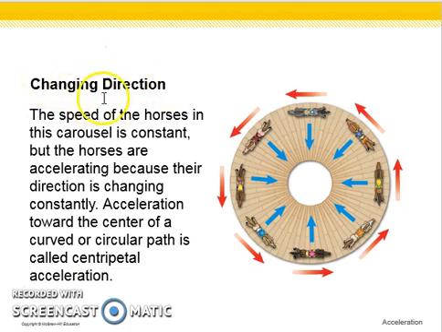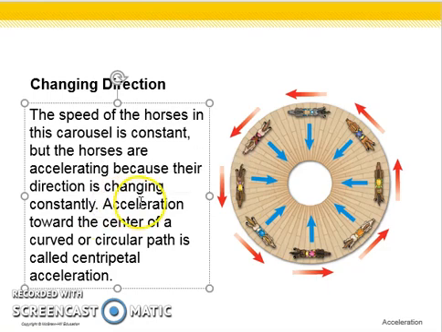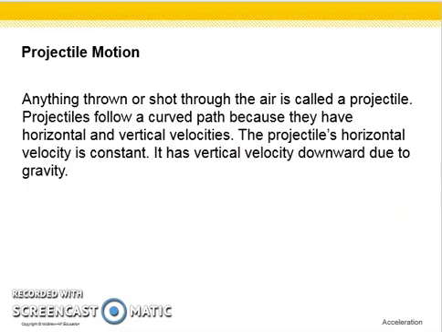So let's discuss changing direction. The speed of the horses in this carousel is constant, but the horses are accelerating because their direction is changing constantly. Acceleration toward the center of a curved or circular path is called centripetal acceleration. Write that part down, last sentence. And make a diagram exactly how you see it. This entire screen should be copied.